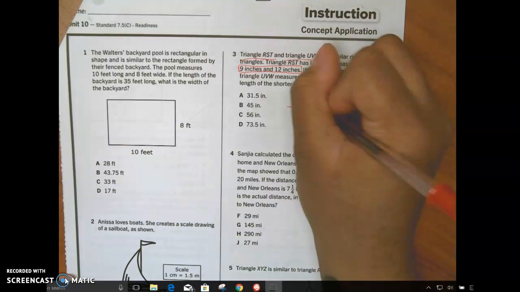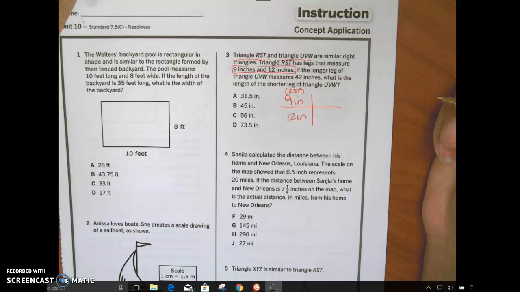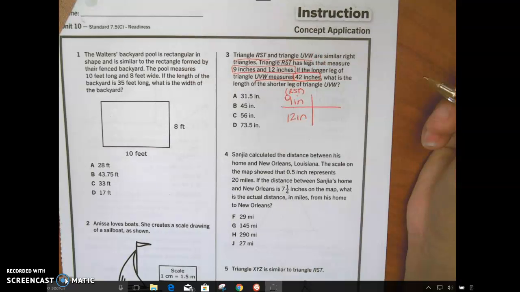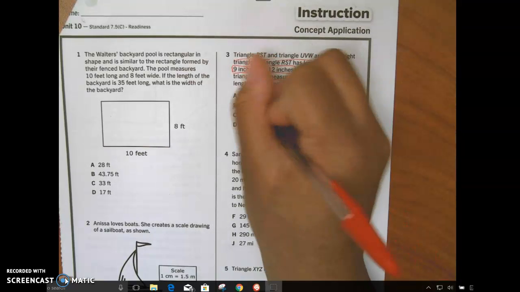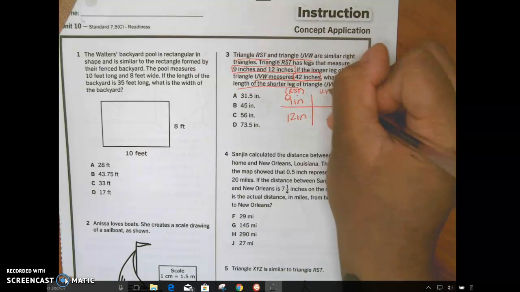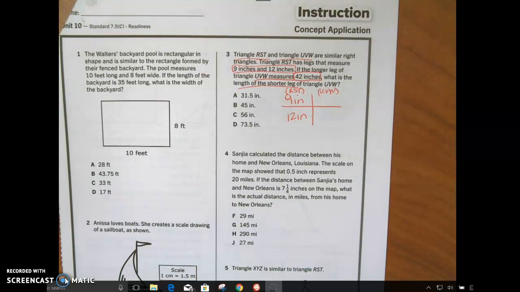And this goes with triangle RST. I'm putting that in parentheses up top. If the longer leg of triangle UVW measures 42 inches, what is the length of the shorter leg of triangle UVW? UVW is going to go over here. Where do I put 42 and why?